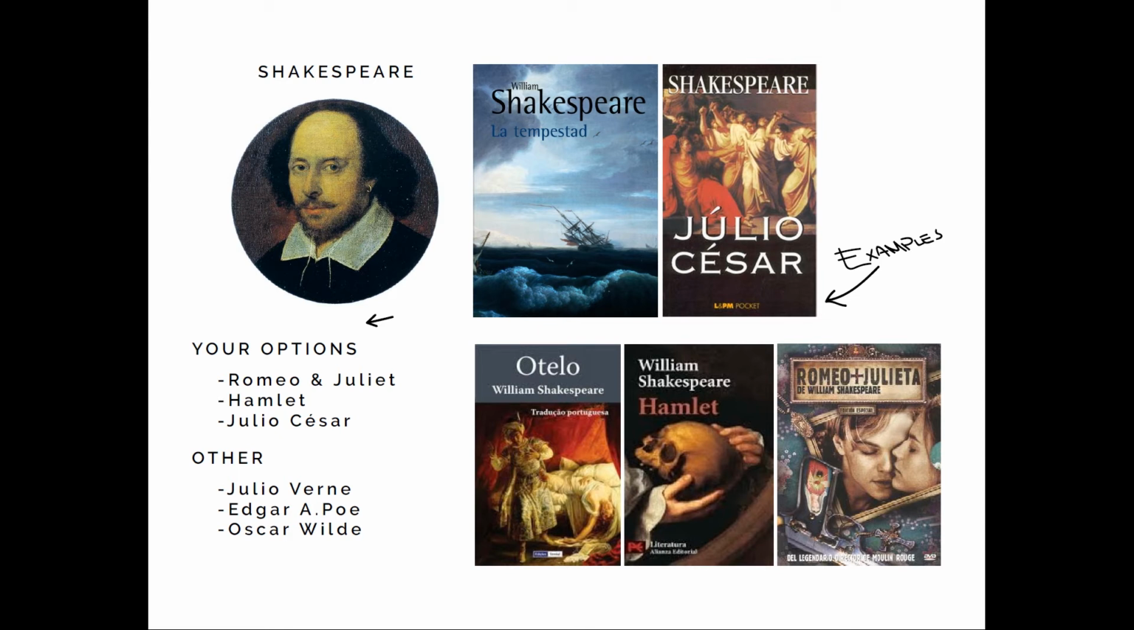For example, I'm going to work on Romeo and Juliet as my main work, and then I'll show you what I've done with two other pieces that are really interesting to synthesize. You can look at maybe Julio Verne, Edgar Allan Poe, Oscar Wilde, any classical author. It's going to help you a lot. Jane Eyre, I don't know.